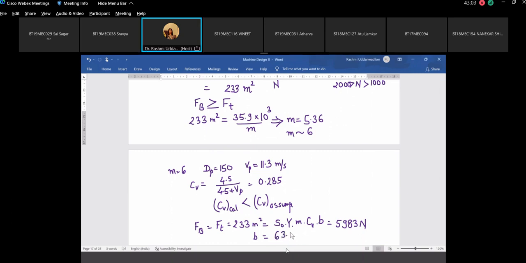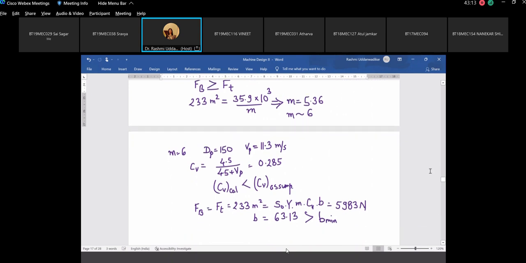All you need to check is whether this value of B is greater than B minimum. B minimum is 8.5 times M. If this is greater than B minimum, then you are safe. B minimum is 8.5 times M, which we have taken as 6, is 51. So this is greater than 51. So this is good. This is safe.